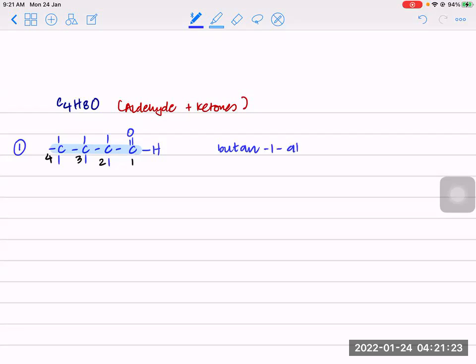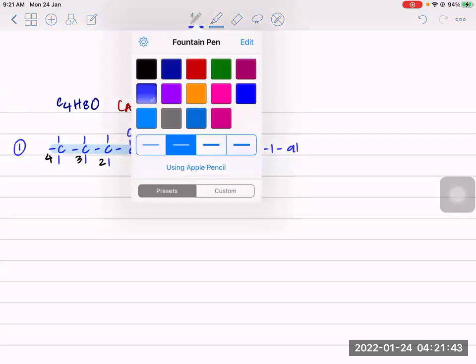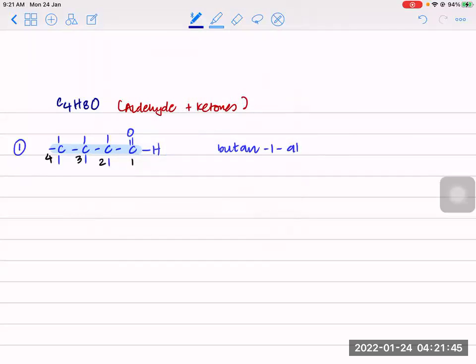If something is on carbon number 1, you don't really need to specify the number. But if it's on any other carbon, you have to specify. So it's better that you even specify on carbon number 1 so that you stay in the habit of practice of naming. While naming, you number it, right? So this right here becomes butan-1-al.